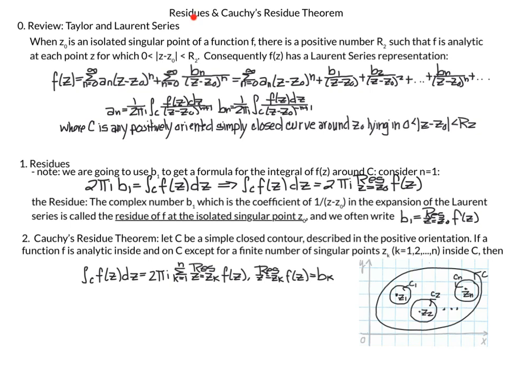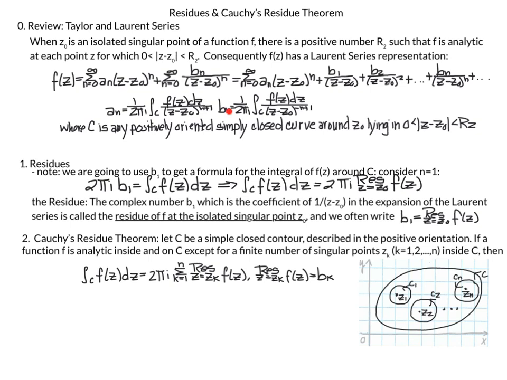Generally, when we compute Laurent series, we actually don't use these two formulas, but we go to known Taylor series and we modify them to get our Laurent series, and we've seen several examples of that. But we are going to use this formula here now to calculate a formula for the closed curve integral of f of z. And we come up with the definition of residues, and we consider n equals 1 in our formula for b sub n.